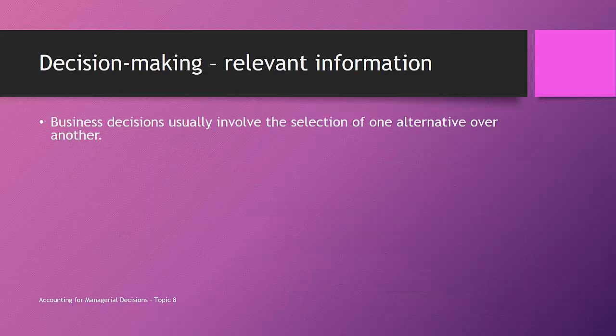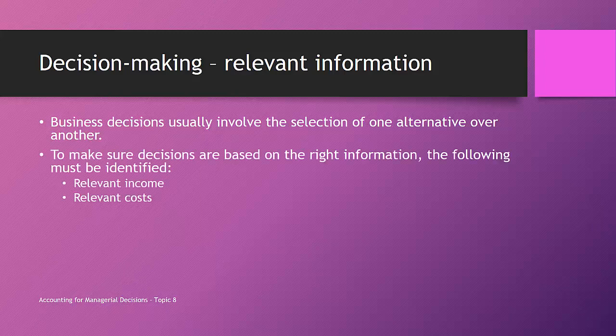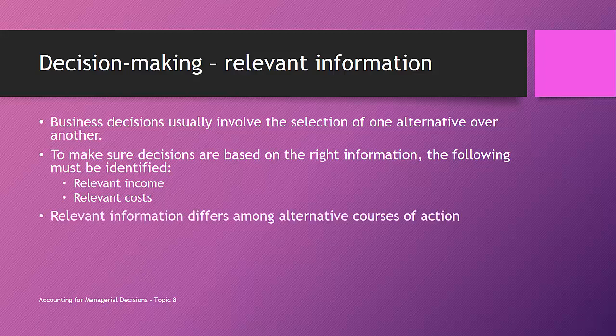When we're thinking about making decisions, and I say this in the sense of what should be the way, or at least part of the way, we make decisions, and how rational we are, I think we all understand that a lot of decision making is not necessarily rational. What it should do is involve the selection of one alternative over another. To make sure decisions are based on the right information, the following must be identified: relevant income, relevant cost, this idea of relevant. Relevant information differs amongst alternative courses of action.